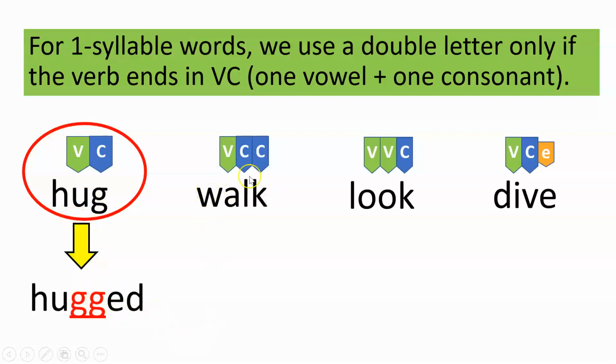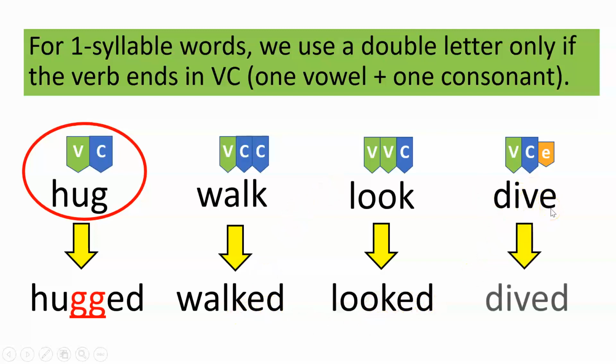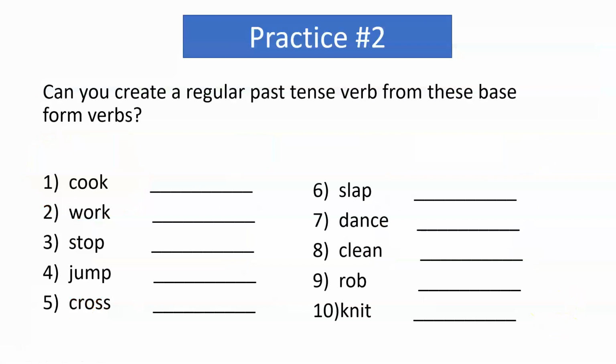Now, all of these others, if it has a double consonant or a double vowel already in the base form, then we don't make any new double letters. So we use walked and looked, and basically we can just add the ED and we're finished. And then for a word like this, if it has a silent E, then we just keep the letter E and we add a D. Okay, so now it's time for a little practice. Take a piece of paper and pause the video and write down the past tense of these 10 words.